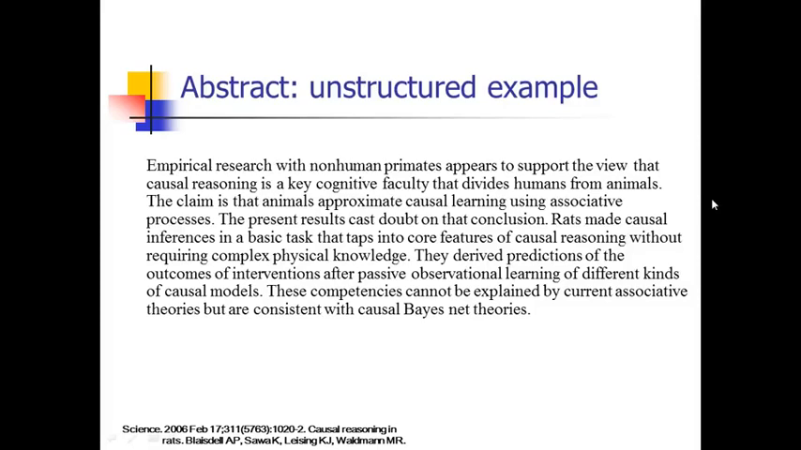Then they give you the details of both the experiment and the results, kind of rolled into one. Sometimes you can roll results and methods together like this. Rats made causal inferences in a basic task that taps into core features of causal reasoning without requiring complex physical knowledge. And they derive predictions of the outcomes of interventions after passive observational learning of different kinds of causal models. These competencies cannot be explained by current associative theories, but are consistent with causal-based net theories.